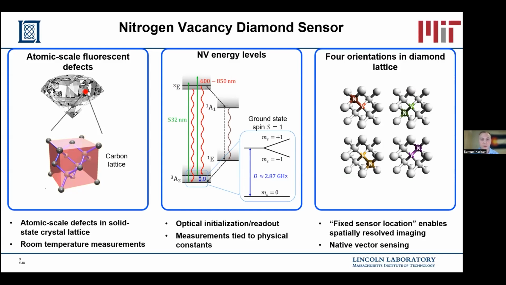In addition, as solid-state sensors, the NV centers are fixed in the lattice, and that is especially important because it enables spatially resolved imaging. And in addition, the fixed orientation of the NV centers in the lattice makes NV diamonds native vector sensors. So by addressing the different orientations in the lattice, you can recreate the full magnetic vector.